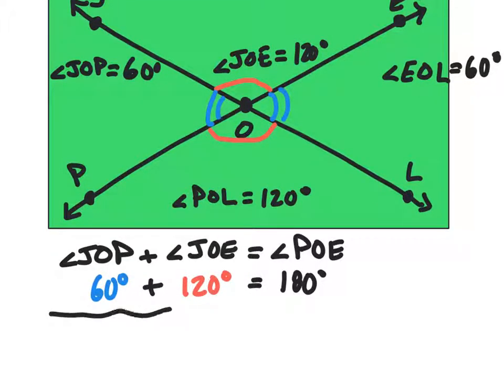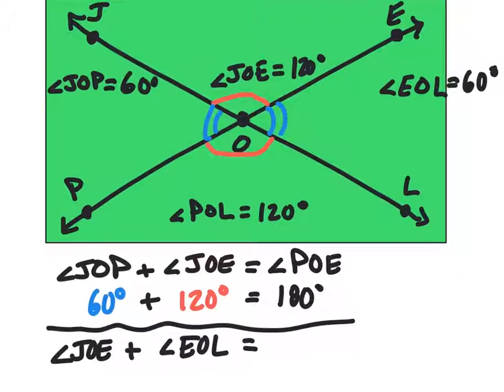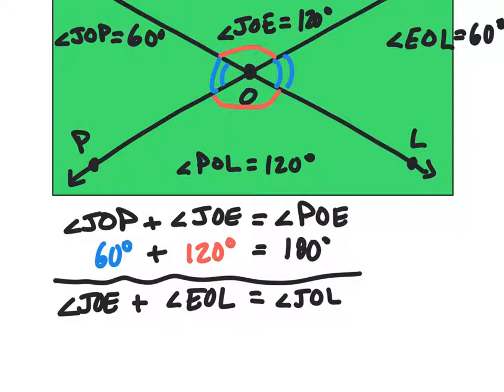I'm going to do another one, so write this down. Angle JOE plus angle EOL, okay? If I add those two angles together, this angle and this angle, I get JOL. Now, what do we know about angle JOL? That's a straight angle. That's 180 degrees. So we know angle JOL is 180 degrees.